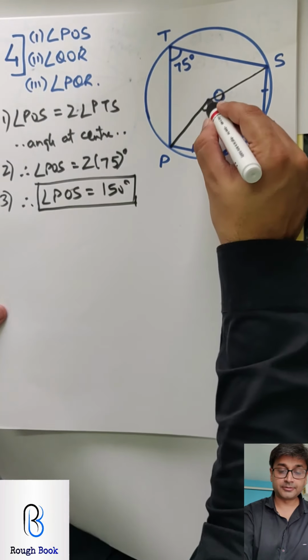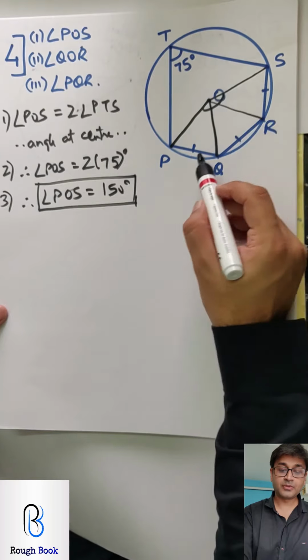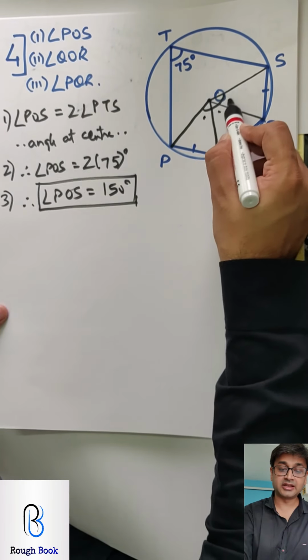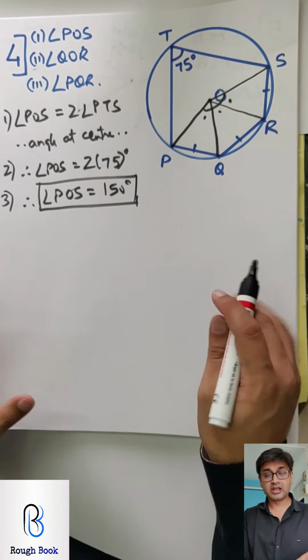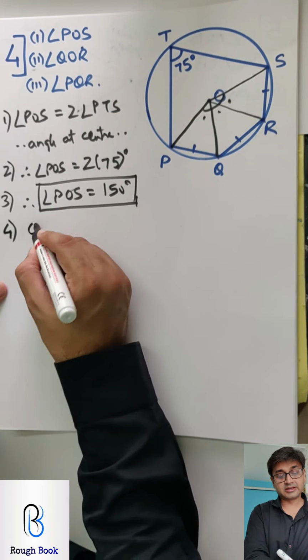So we managed to get our first angle, POS. Next one, QOR, right here in the middle. Now this full is 150. Three arcs, chords equal, arcs equal, angles at the center equal, total 150. So each will be 50. Perfect. So we are using the same property that we just now used in the previous sum.